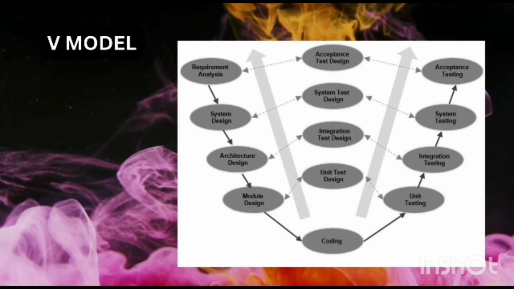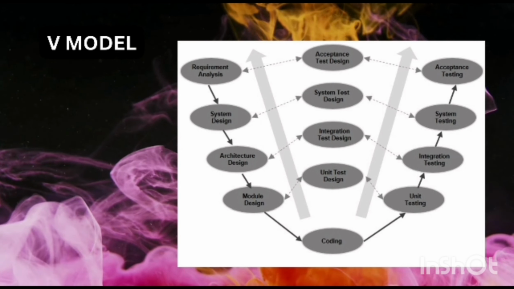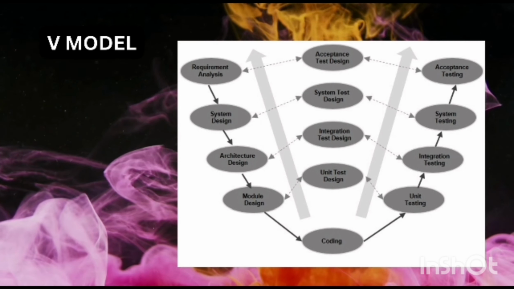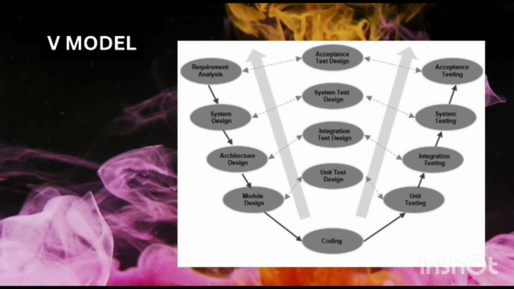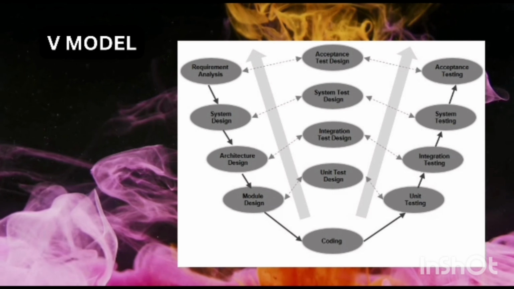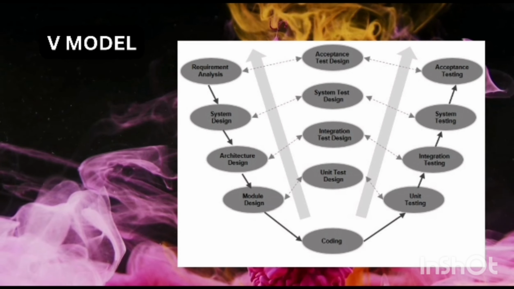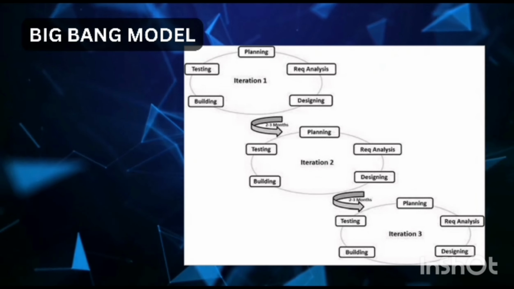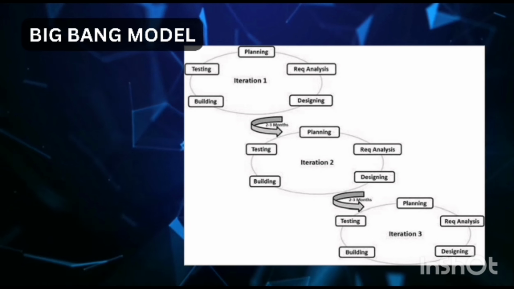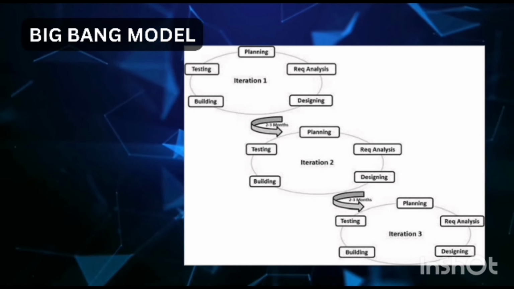V model design. Under the V model, the corresponding testing phase of the development phase is planned in parallel. So there are verification phases on one side of the V and validation phases on the other side. The coding phase joins the two sides of the V model.